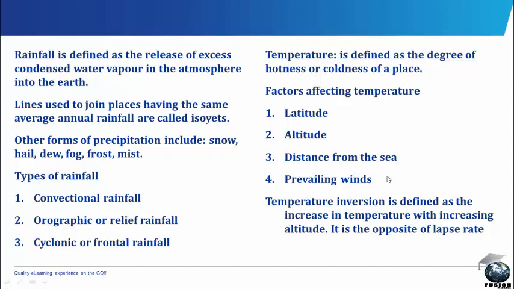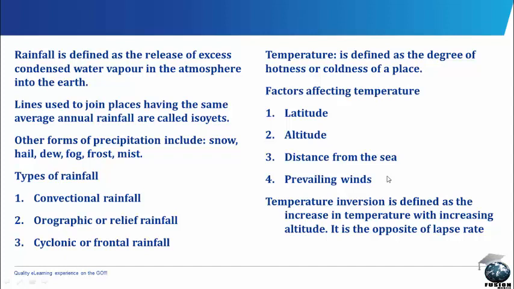Other forms of precipitation include snow, hail, dew, fog, frost, and mist. Snow is formed when water vapor condenses in the atmosphere at a temperature below freezing point. Hail is formed when condensed water droplets freeze at great vertical heights, and is usually associated with thunderstorms. Dew is formed when condensation takes place on the ground, buildings, or on top of leaves.